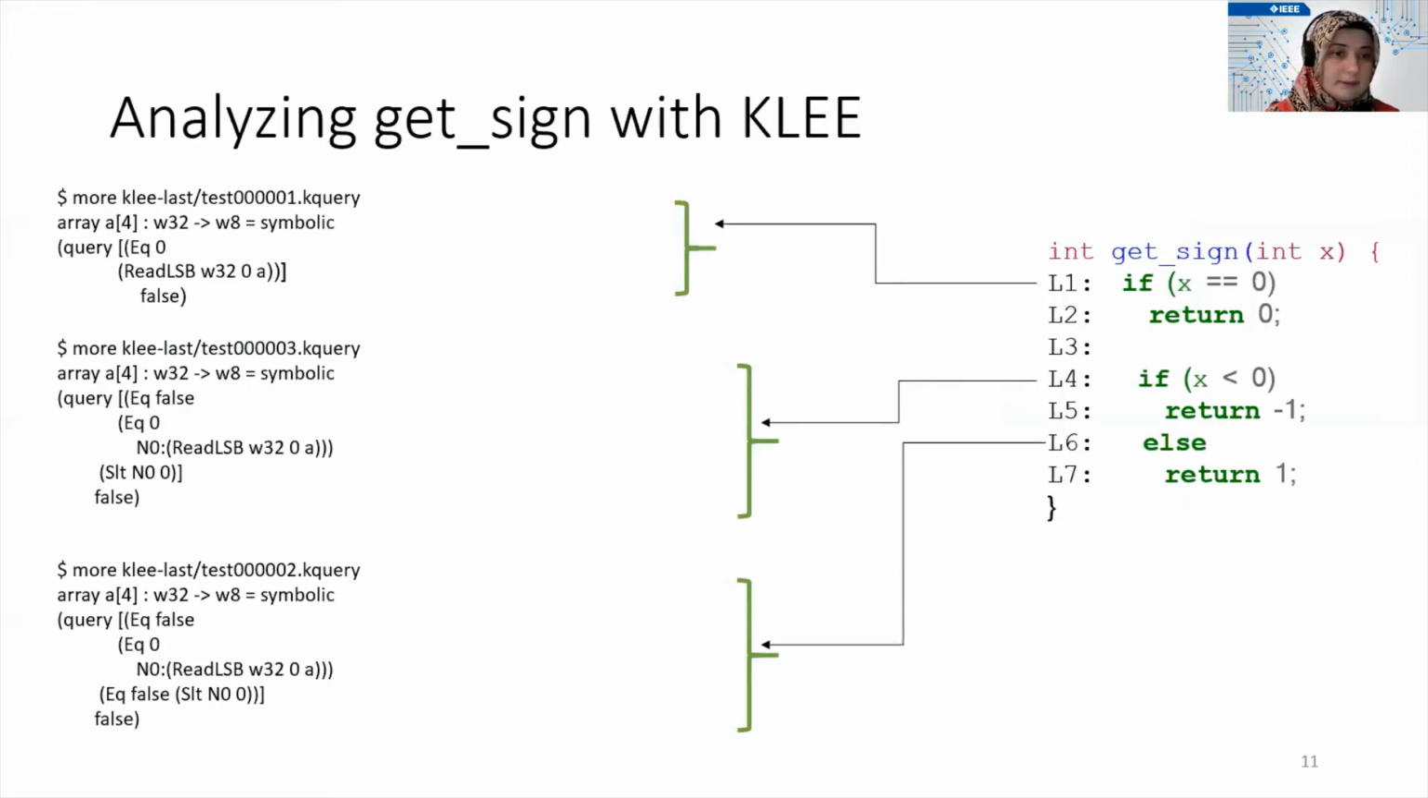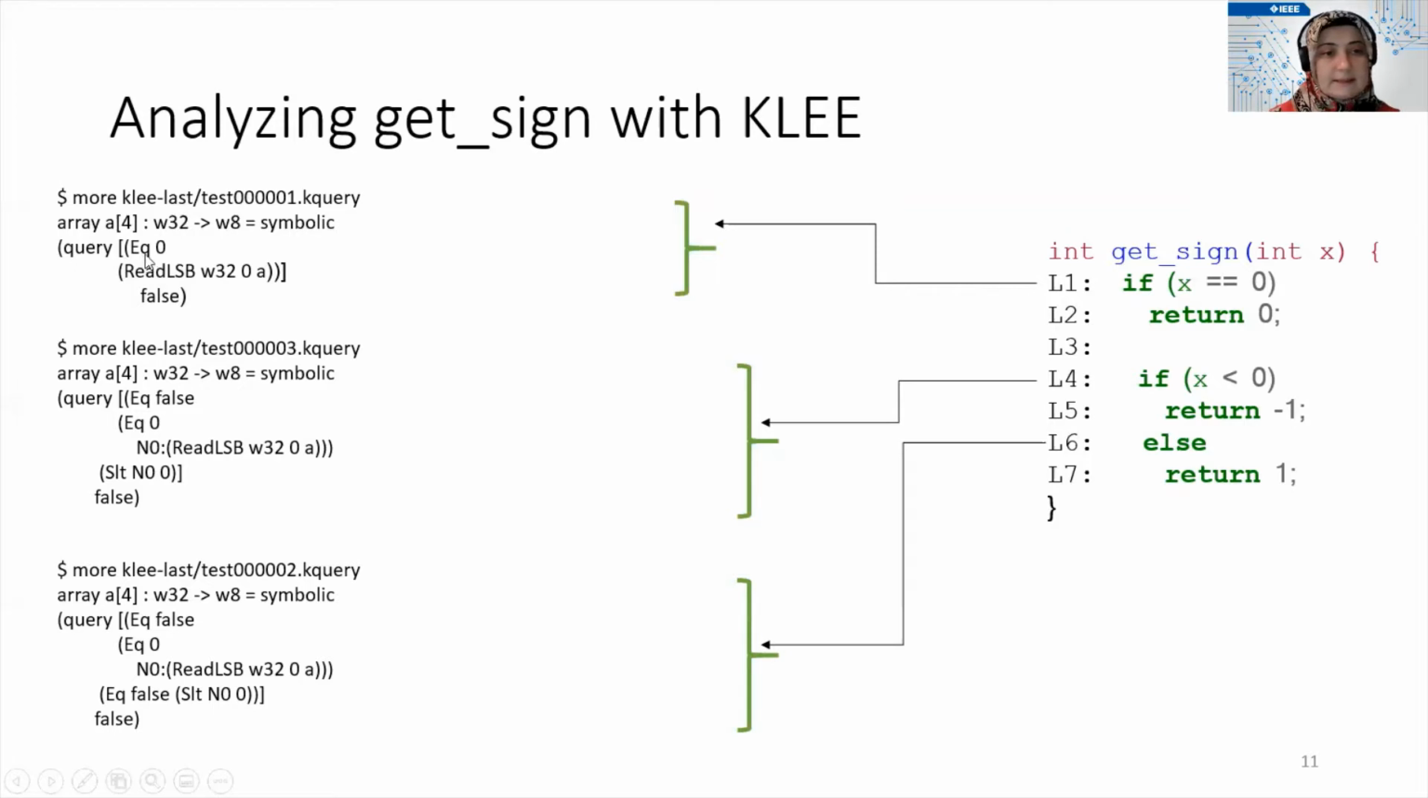If you look at the contents of these KQuery constraints, the notation may look weird at first sight. You will see these read LSB, read least significant byte. This is the size information. This is the symbolic variable, and we're reading its value starting from 0. In KLEE, every memory object is considered an array of bytes, so it starts from byte 0. The width is 32 bits.